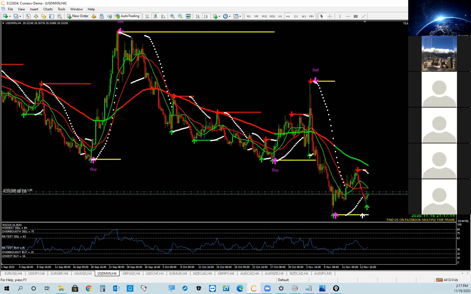Parabolics going in your favor. This is exactly what I told you. Once you're going to find a better position, look, I don't know how to read this 114. I think it's only 12 pips. That's over $100 in there.